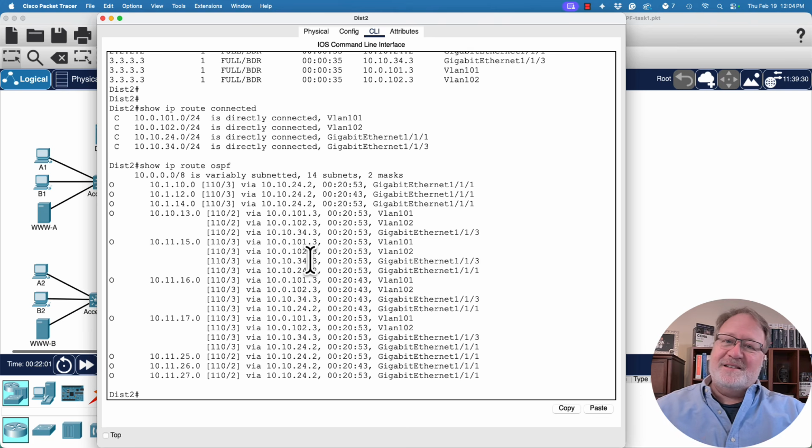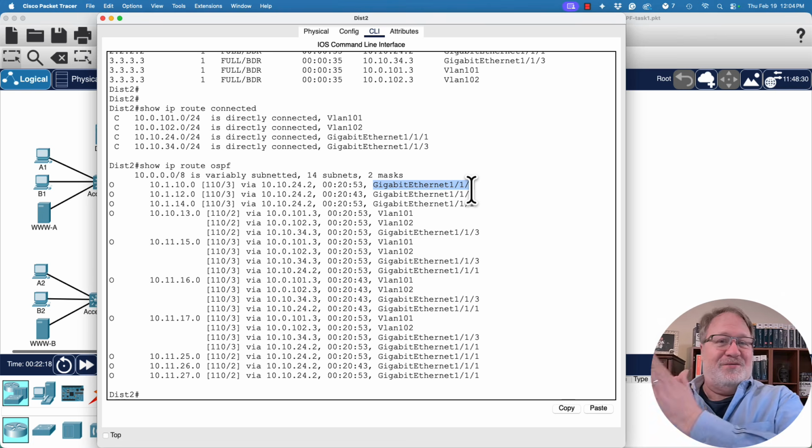focusing on these LAN links, the via here, this address of 10.10.24.2 and outgoing interface, that refers to the next hop of core 2. So dist 2's routes to those far right subnets right now points through core 2, the lower of those routers. We're going to change that when we change the metrics here in just a bit.